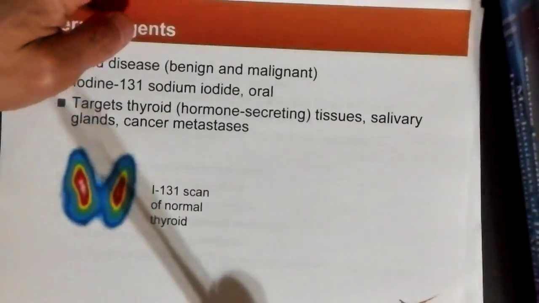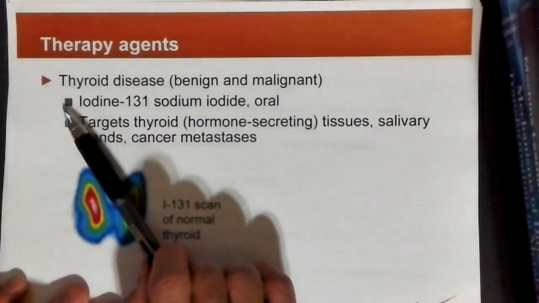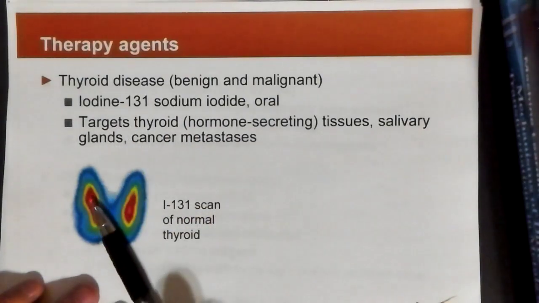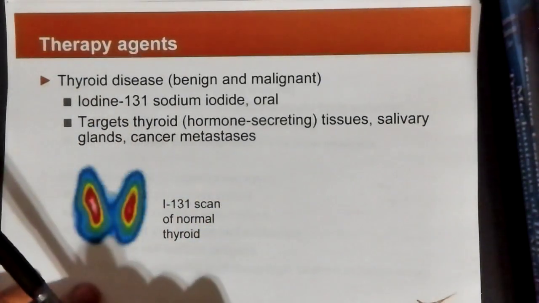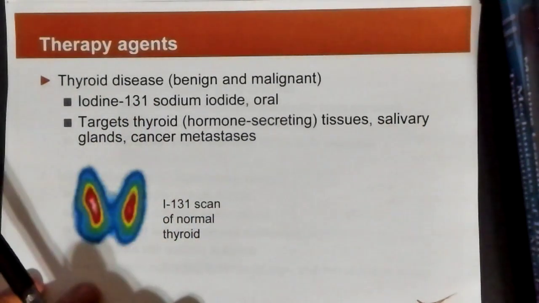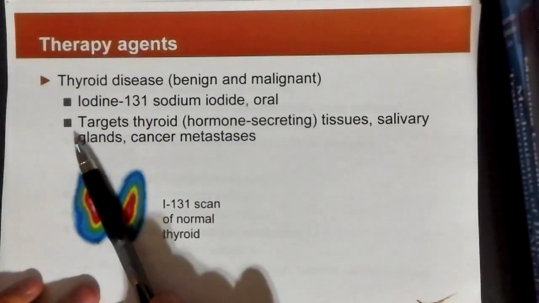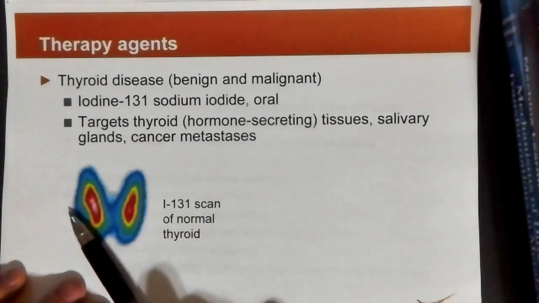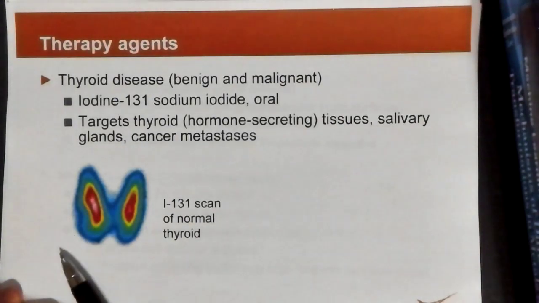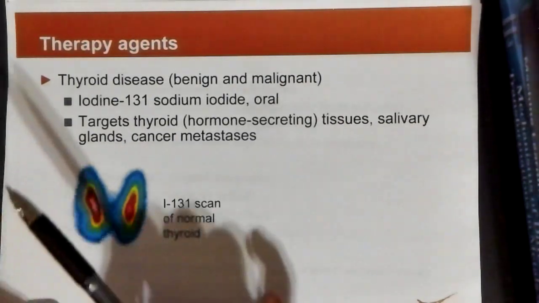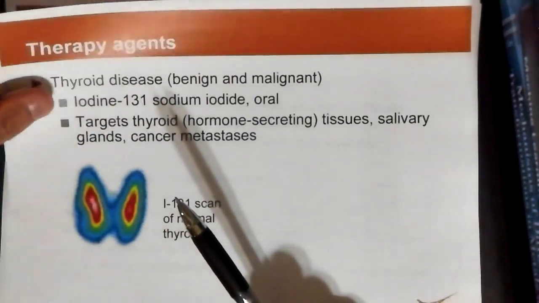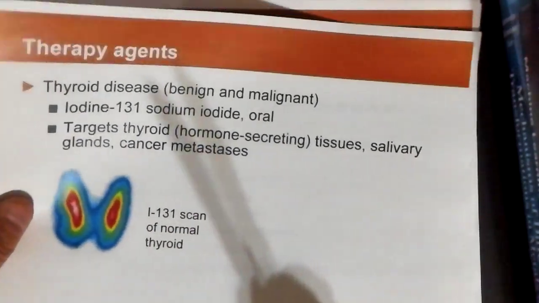Now we can also have therapy agents here. We were talking again about iodine-131. The iodine will beta decay, and hopefully the iodine is absorbed by the thyroid, and that can be used to try to knock out the cancer cells in the thyroid. Also, because after it beta decays it emits a gamma ray, you can actually image with this as well. Iodine is very nice because it specifically targets the thyroid as well as salivary glands and the cancers in them.